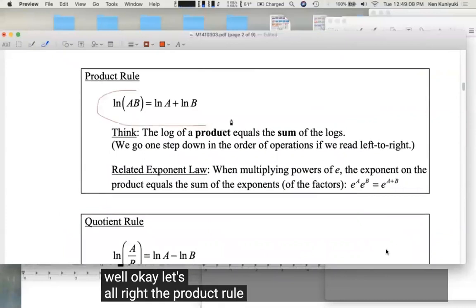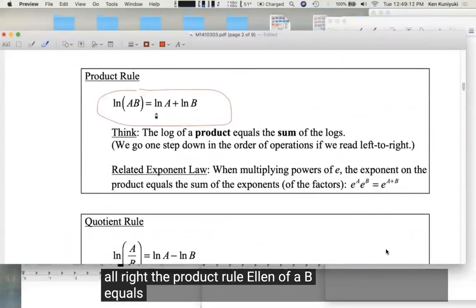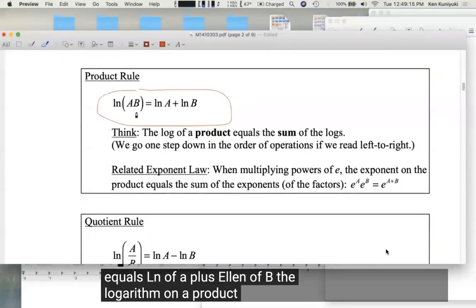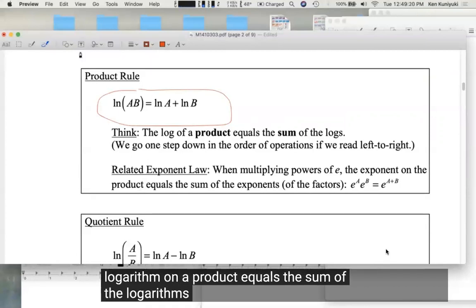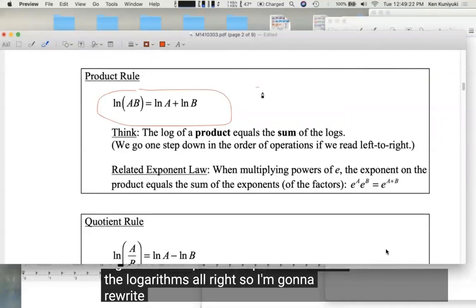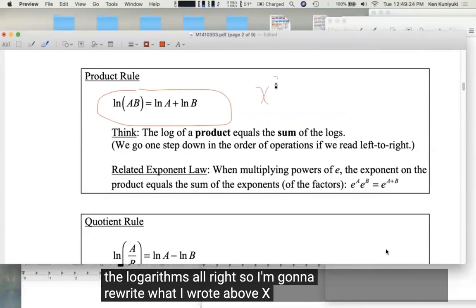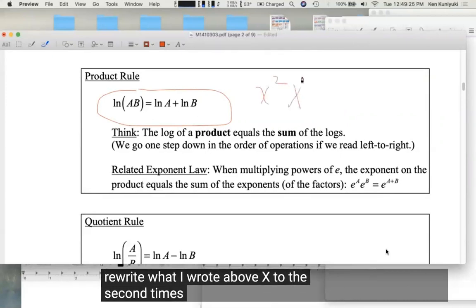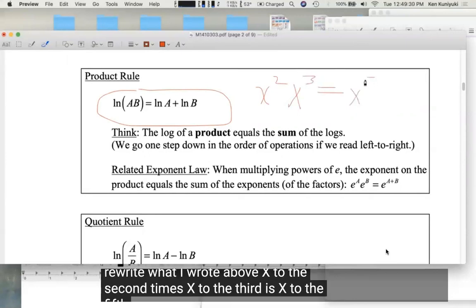The product rule. ln of AB equals ln of A plus ln of B. The logarithm on a product equals the sum of the logarithms. All right, so I'm going to rewrite what I wrote above. X to the second times x to the third is x to the fifth.